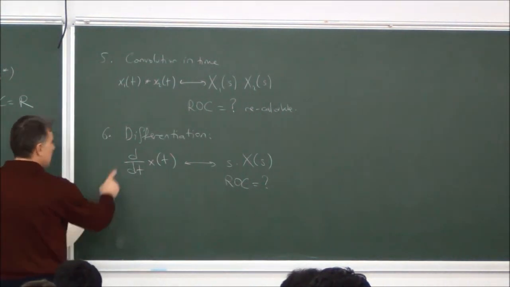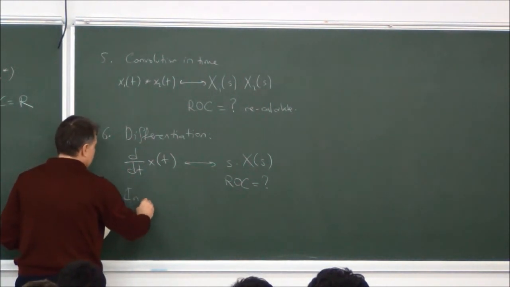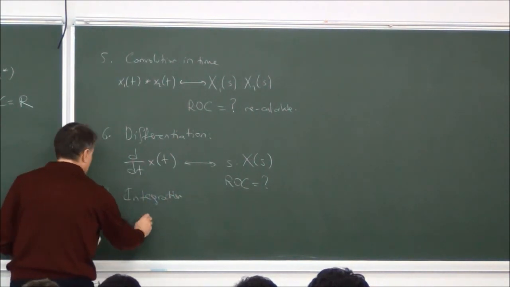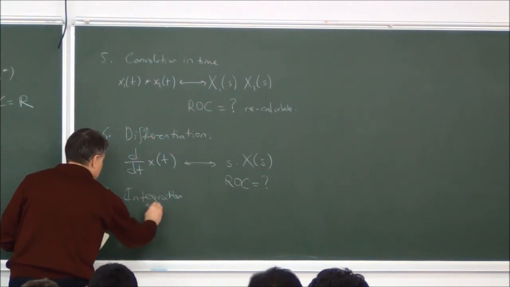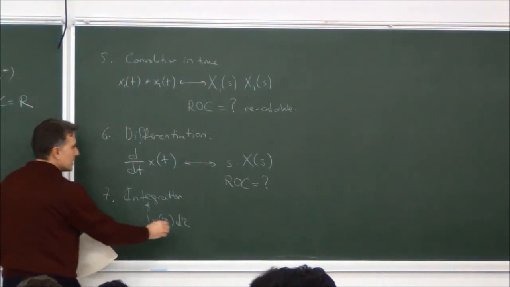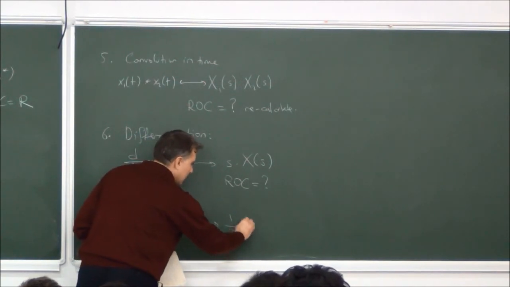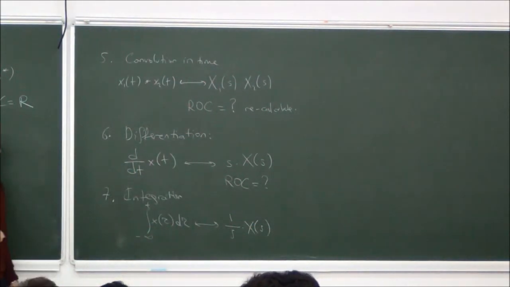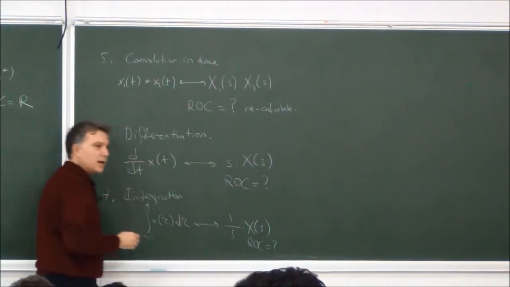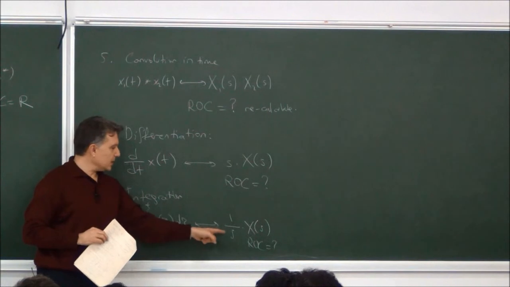And the seventh, before dealing with some examples regarding this, let's also give the dual, which is integration. That is, the integral from minus infinity to t of x of tau d tau, which is an accumulation and is just the opposite of this one, which will be 1 over s times x of s. And the region of convergence, I'm putting a question mark, because we are deliberately inserting a pole at s is equal to 0.